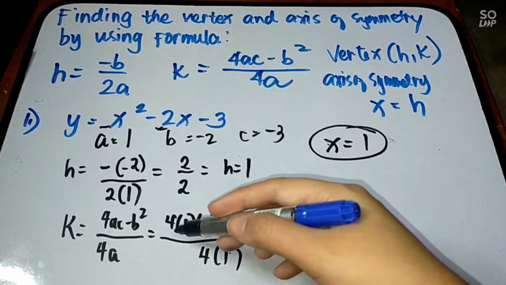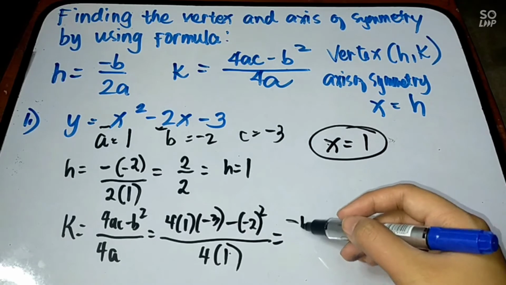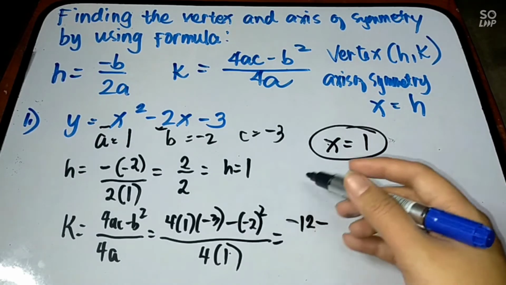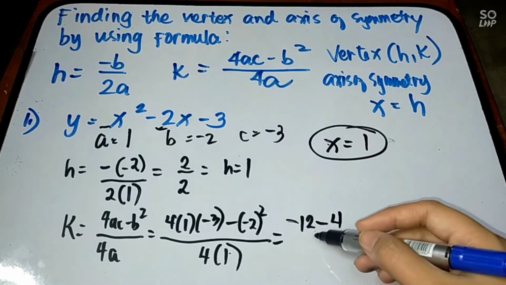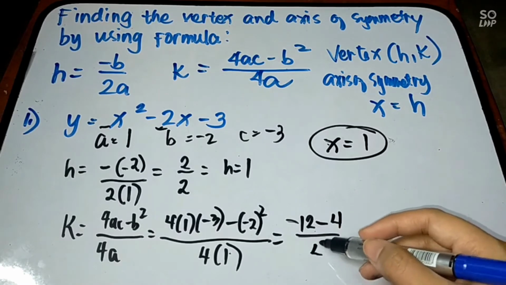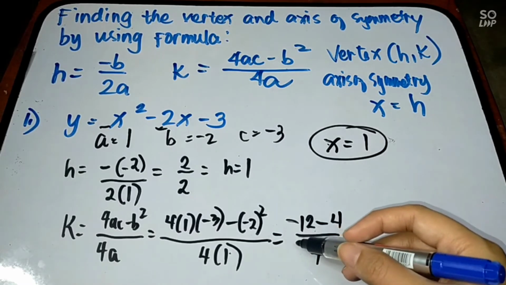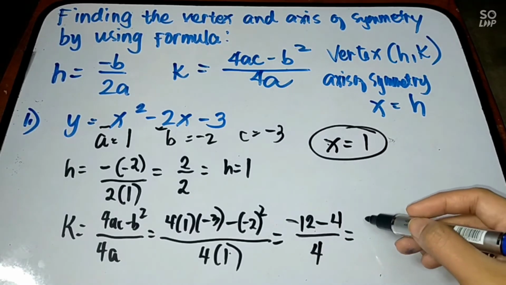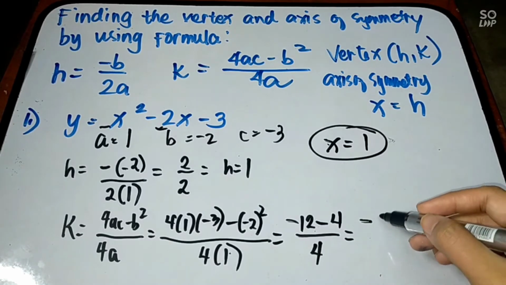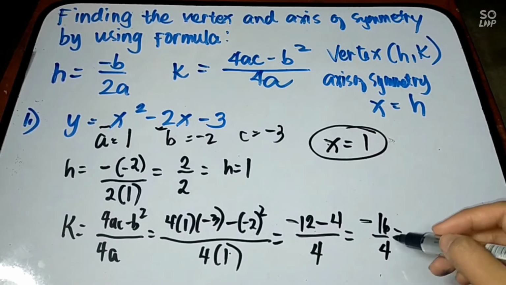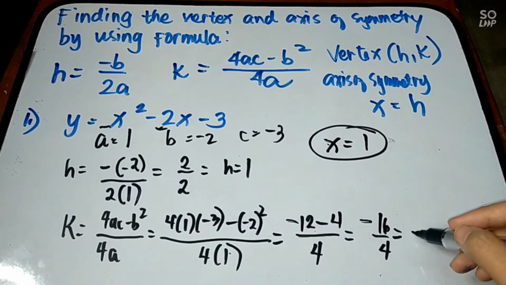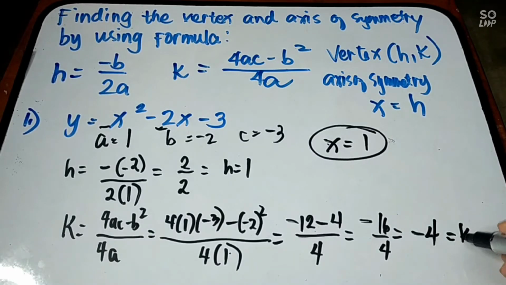Then, simplify. 4 times 1 times negative 3, the answer is negative 12. Minus, negative 2 squared, the answer is 4. Over 4 times 1, the answer is 4. Next, negative 12 minus 4, the answer here is negative 16 over 4. Negative 16 over 4, the answer is negative 4. This is now your K.